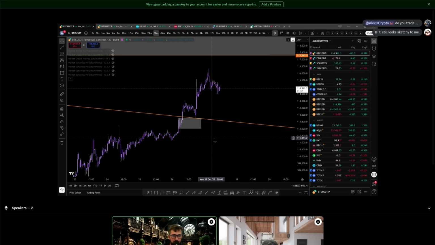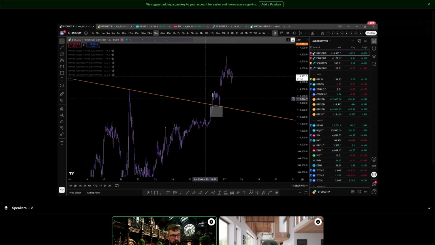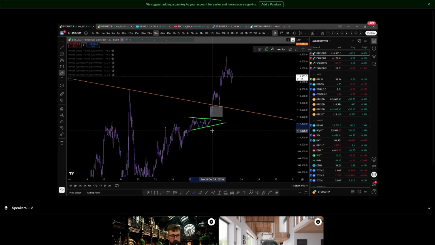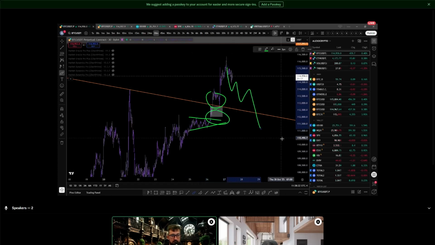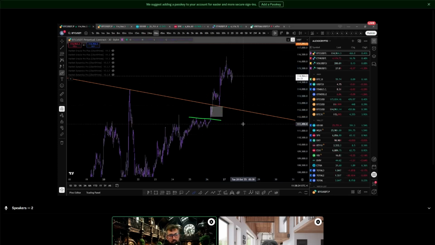BTC looks sketchy to me. I agree. Very sketchy indeed right now, okay? So typically we're looking for liquidity to be swept. We've been up only since we broke out of this on Saturday, okay? So this looks to be recovered in here. If we are to return back, that would be it. So be aware of that.